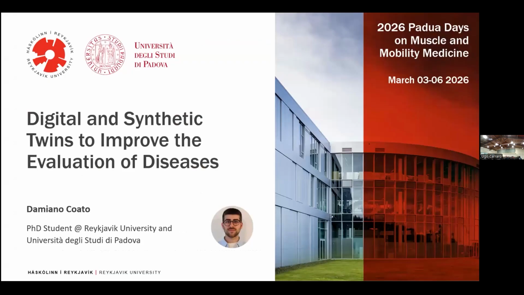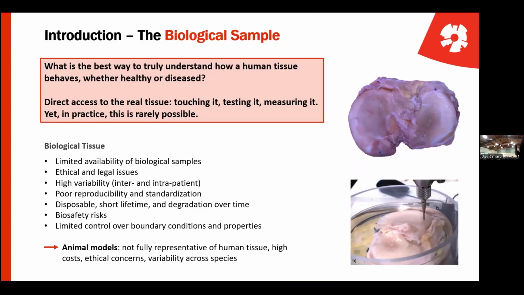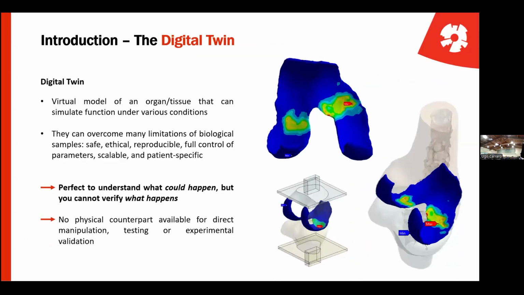So that is why nowadays, digital twins are used more and more. A digital twin is basically a virtual model of an organ or tissue that can simulate the function under diverse conditions. The digital twin helps us to overcome different limitations, for example, the biosafety, the variability, the control of properties, etc.